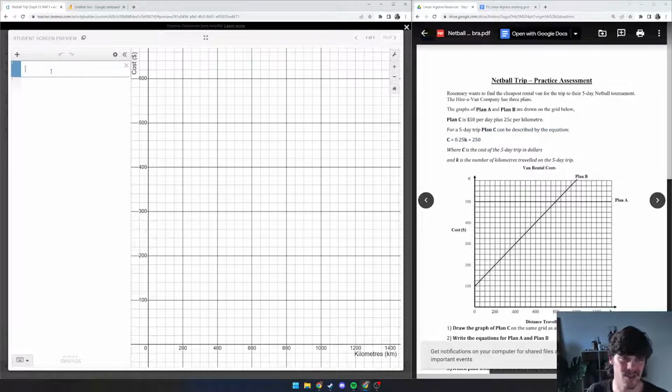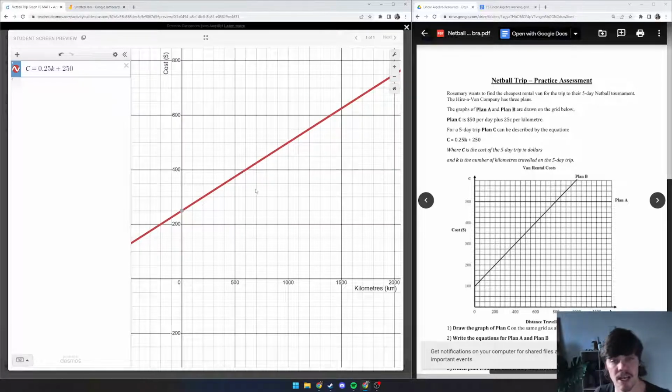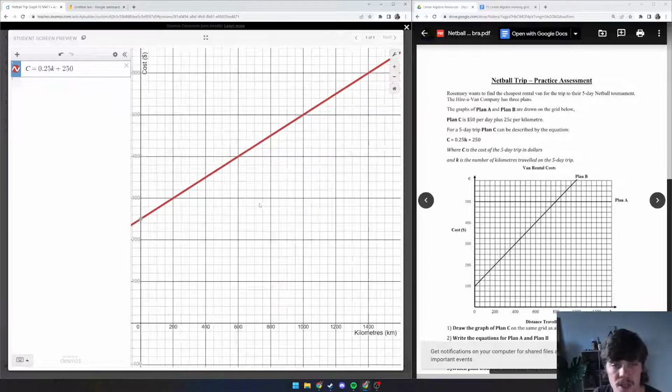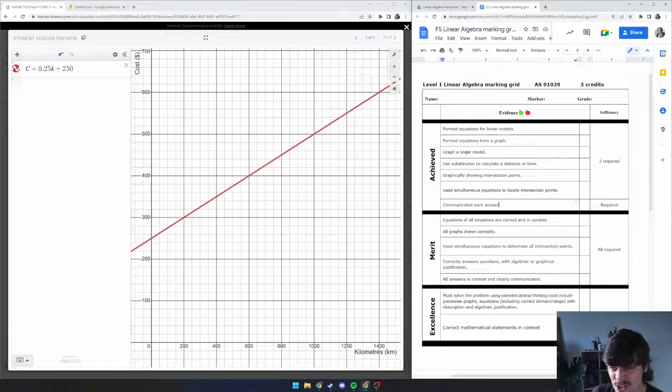In Desmos, you can just type that in straight away. So I can go C equals 0.25k plus 250. Now, I'm going to give you guys the right scale on your Desmos, but if you don't have that, you can just zoom in and out with the scroller like that. So as you can see, this is plan C modeled, and actually, to be honest, we have now graphed a linear model. It is that easy.